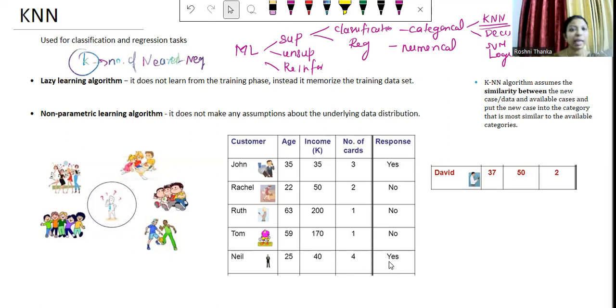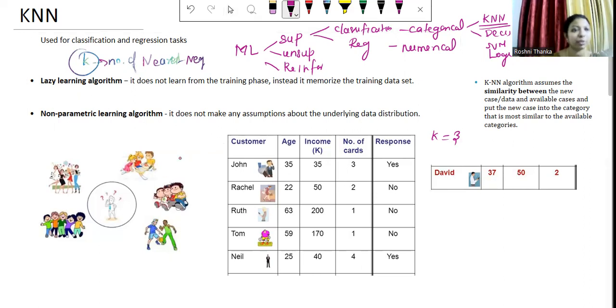We are going to find the K nearest neighbors, where K can generally be an odd number, maybe 3 or 5 or 7 or 9. If I consider the K value as 3, then I'm going to find the 3 nearest neighbors of this David. Who is more nearest means who is more similar to David, and based on their labels we will decide whether to give a loan to this David or not.